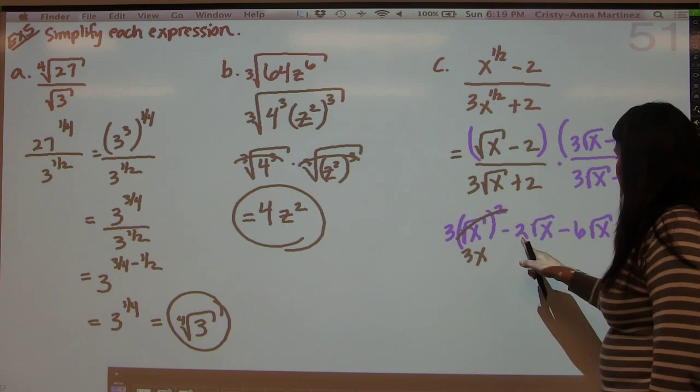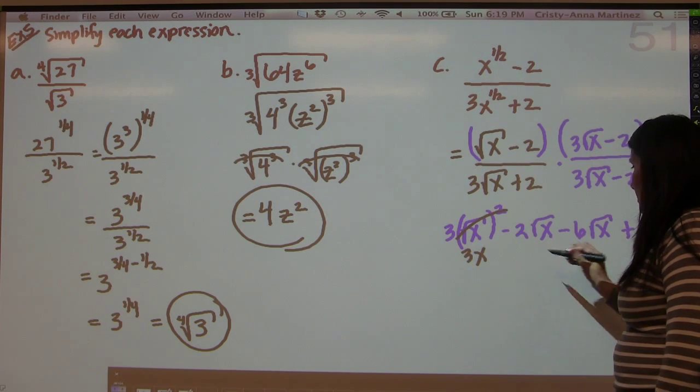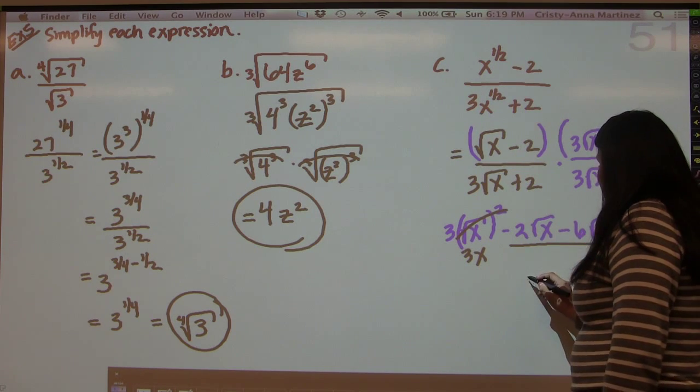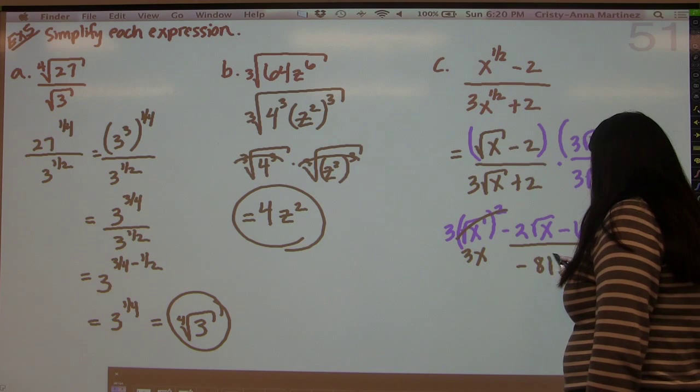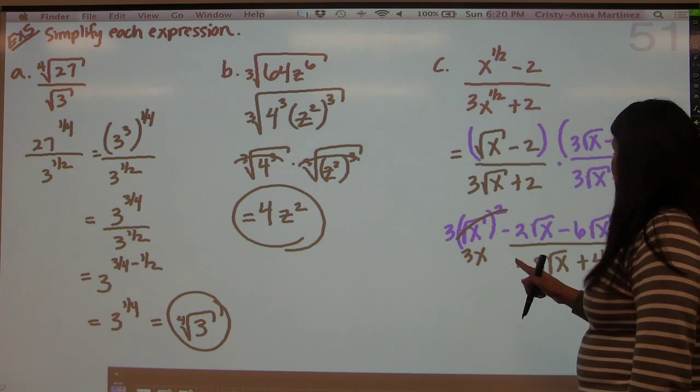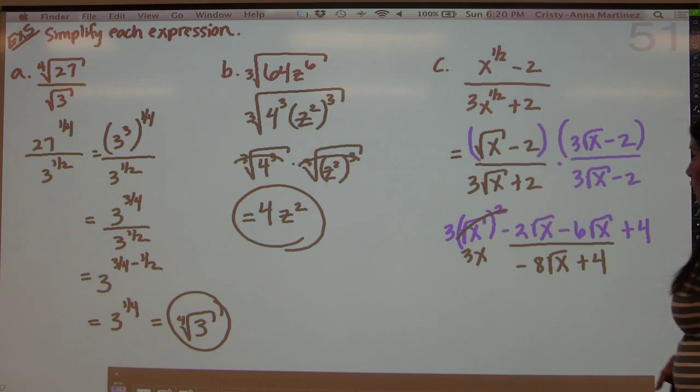Okay? So we've got negative 2 root x and negative 6 root x. And these are like terms because they both have a root x. So negative 2 and negative 6 is negative 8 root x and then plus 4. So that's the top. 3x minus 8 root x plus 4 is on top.